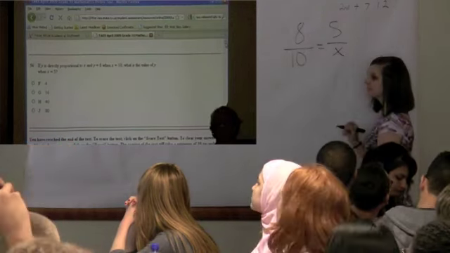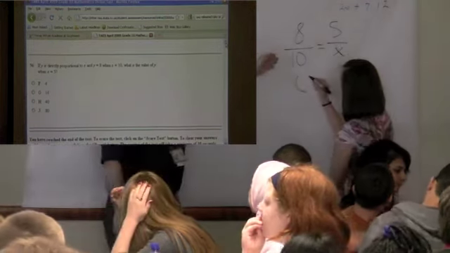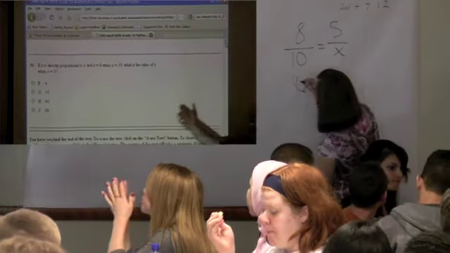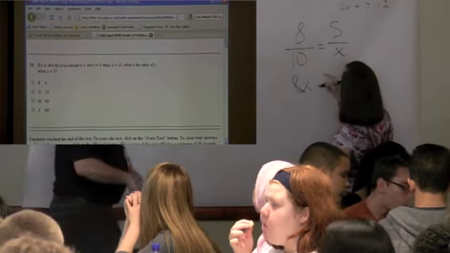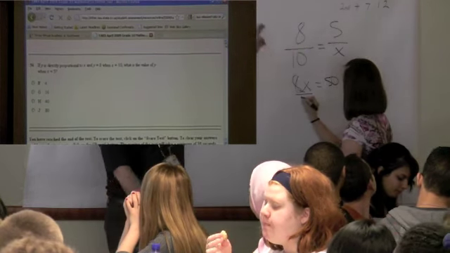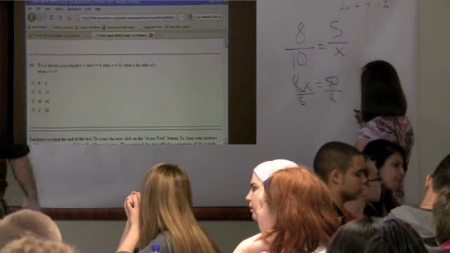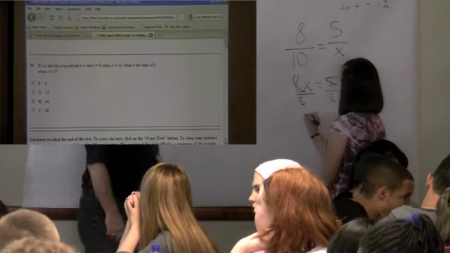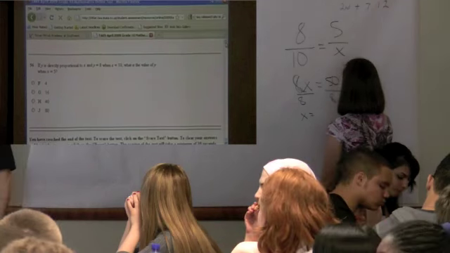Does everyone see the proportion that she set up over here? Yeah. She said 8 divided by 10. Where did she get the number? That was right here. She puts the x on top of the y on top of this equation. And then she said 5, which is the value of x, over 5 equals x. And now she's going down and solving this.